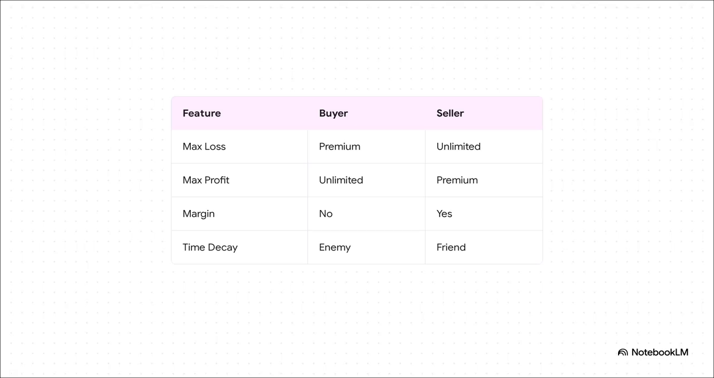But here's the real kicker: time decay. Time is the buyer's absolute worst enemy. As the days tick by, their option bleeds value. But for the seller, time decay is their best friend. They are literally getting paid to wait.